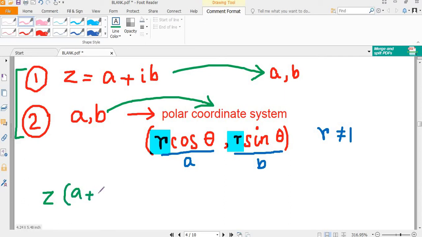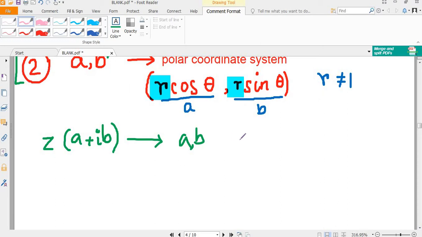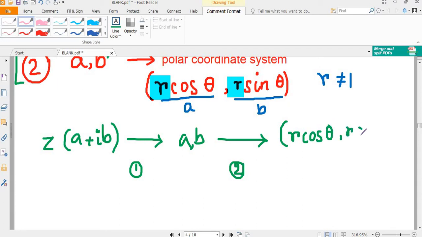A plus ib. That complex number can be converted to a point in the two-dimensional space a comma b, as in video 1. This point in the two-dimensional space a comma b can be converted, as in video 2, to polar form, so a becomes r cos theta and b becomes r sin theta.